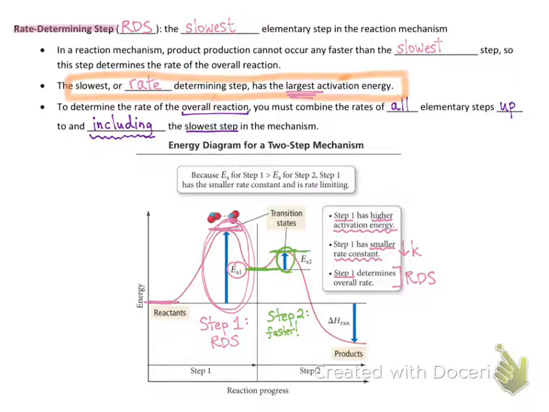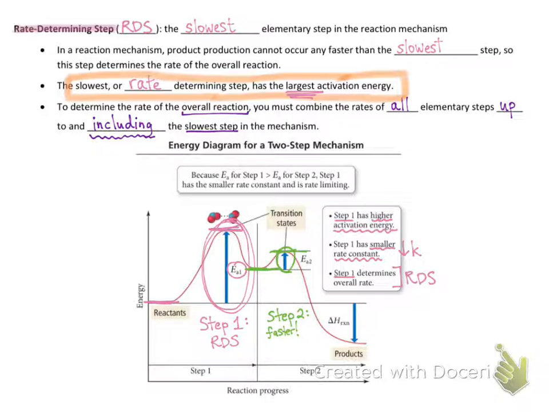So you can be expected to look at a graphical reaction mechanism, basically showing you the energy diagram with all the different bumps, and you're expected to figure out from that which would be the slowest step in the reaction mechanism, and thus the rate limiting step.